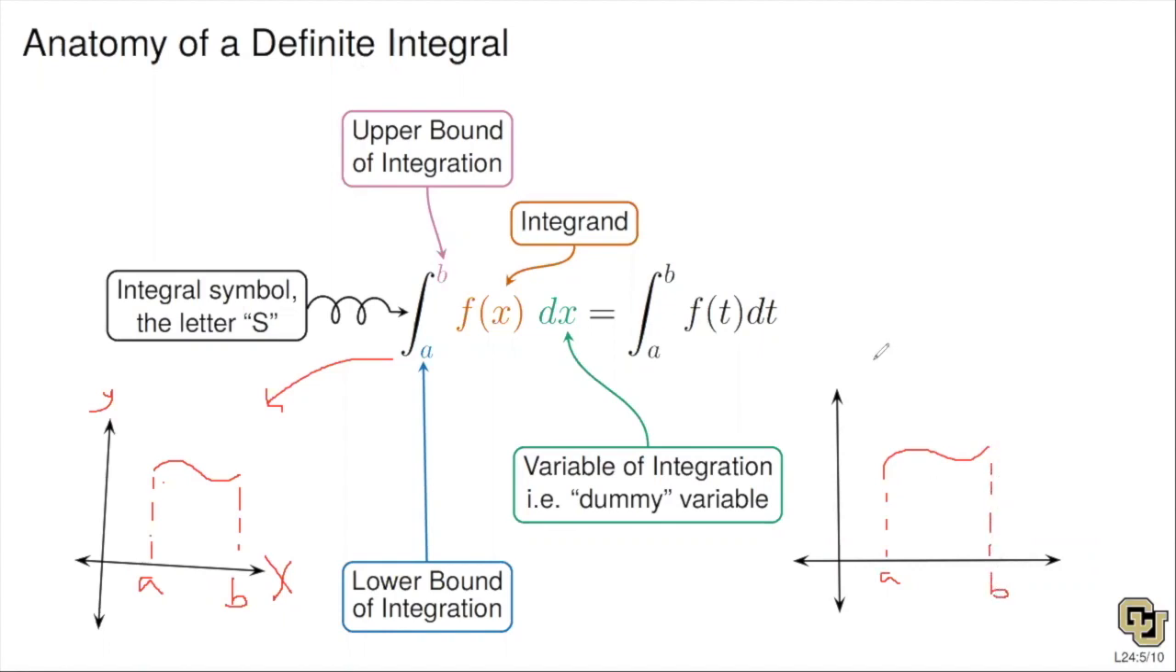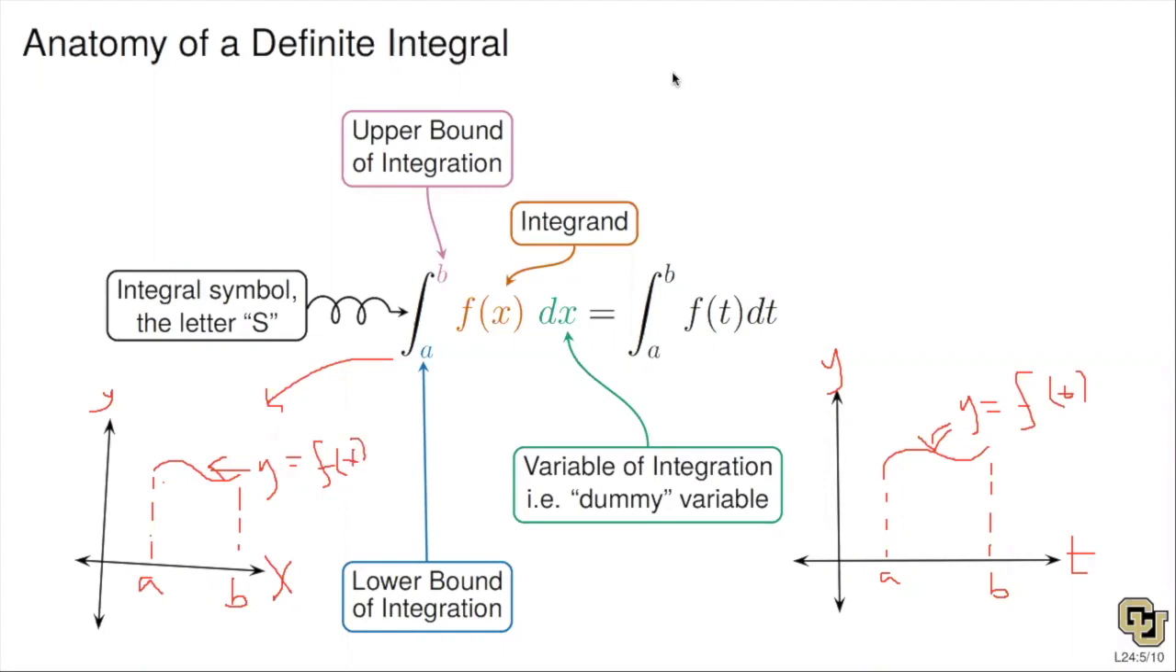Here's b. This is y. The only difference is this is now t instead of x. This function here is y equals f of t instead of y equals f of x, but it doesn't matter. I mean, it's still the same input-output relationship. Here, this is y equals f of x. It doesn't matter because at the end of the day, both integrals are calculating the same thing, right?